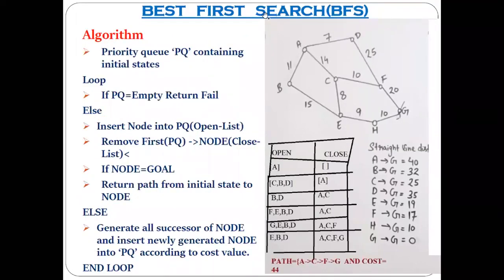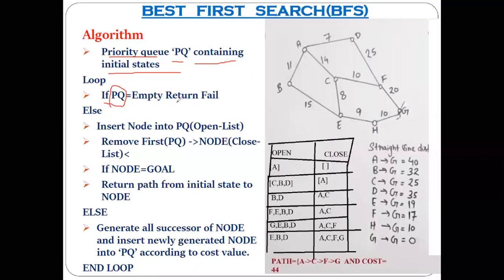What exactly is the algorithm saying? As I said, we need to maintain one priority queue. We call it PQ, containing the initial state. Under the loop, if you find the PQ is empty, then it indicates what? Return fail. Else, the insertion of nodes into the priority queue will carry on. Insertion of a node into the PQ is nothing but insertion of the node into the open list. Next, we remove the first node from that open list and we make an entry of that node into the closed list, because the node we have taken from the open list has been visited, and that's why it is moved into the closed list.